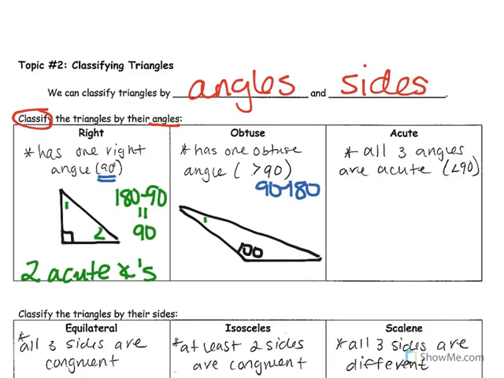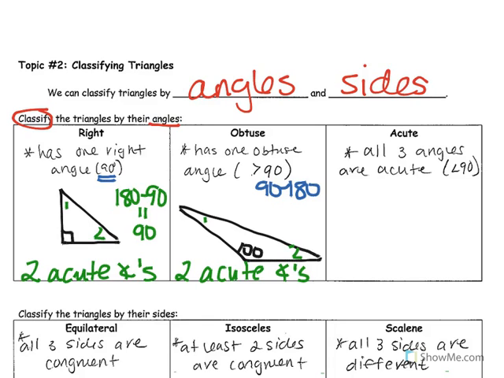And again, let's look at these angles 1 and 2 over here. If all three angles have to add up to 180, well, 180 minus 100 is 80. So angle 1 and angle 2 have to add up to 80, meaning, again, you're going to have two acute angles as well. Okay?